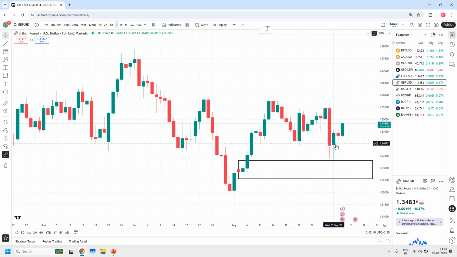So here recently price entered into the zone, and then again the pending orders in this demand zone pushed the prices up. We have a leg in, we have a base, and then we have a leg out candle.